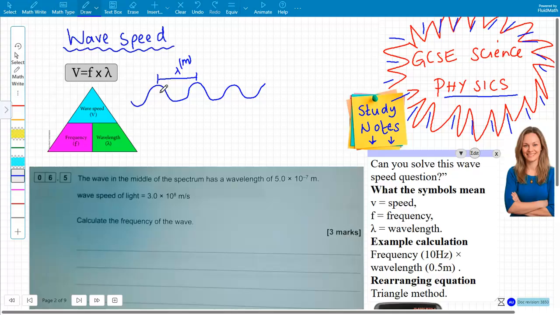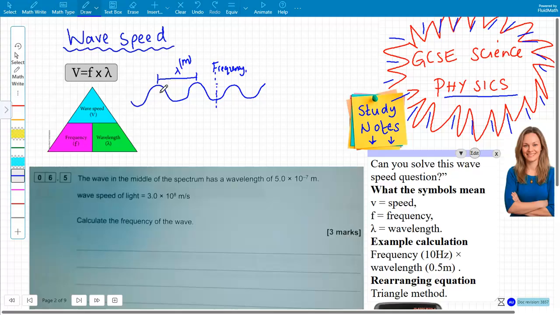And the other thing is the frequency, that's how many times it passes a certain point, so if we just say this line here, in a second or a period of time. So that's measured in hertz, that's the frequency, basically how fast it travels. So those are the two things you need to be able to work out wave speed.